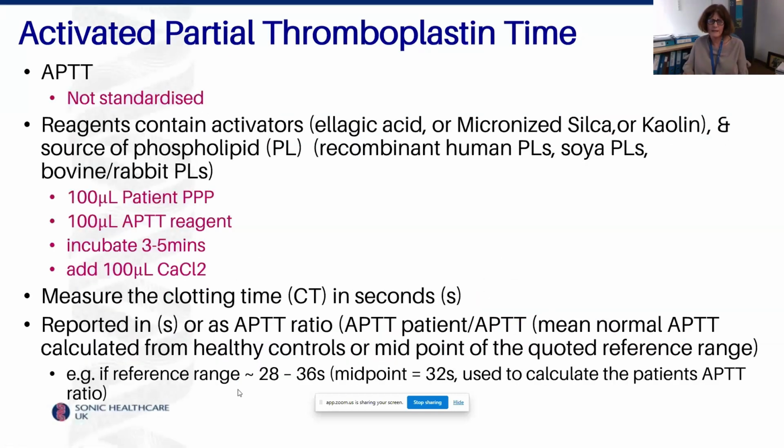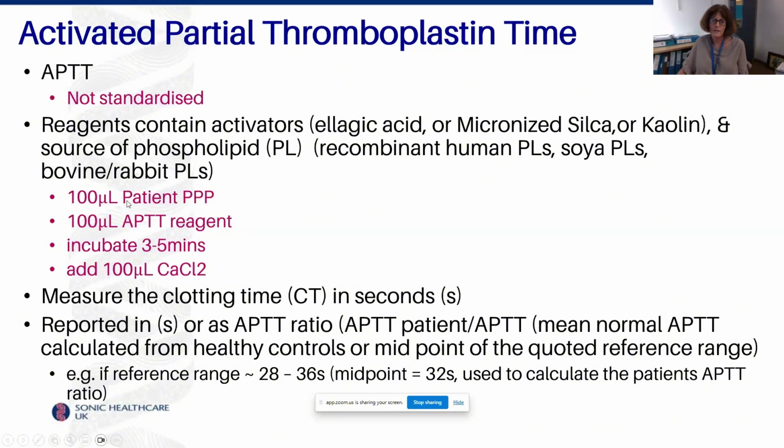So the APTT is not as standardized as the PT test. There are many different reagents out there with lots of different activators present in the reagent, and they have a source of phospholipid, and there are lots of different ways that the phospholipid can be made and added to that reagent. So these reagents can be compared to each other, but they are all very different, and that's why you have to have a different reference range for each reagent used in each lab.